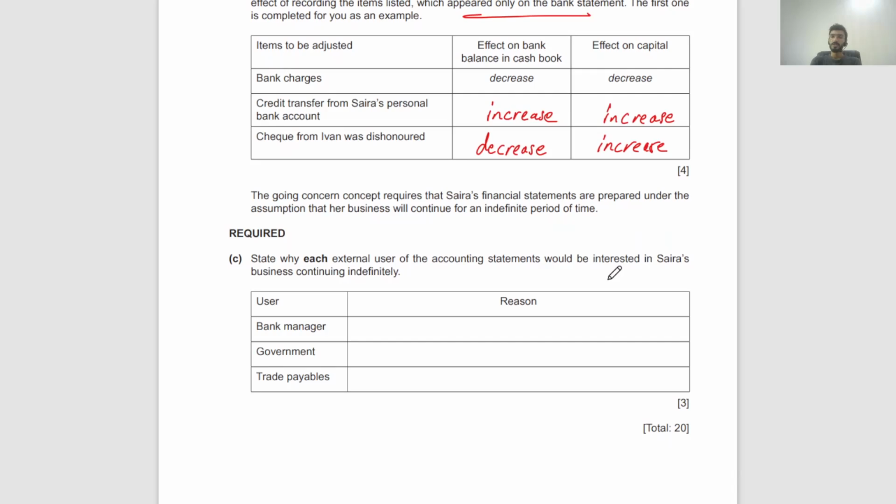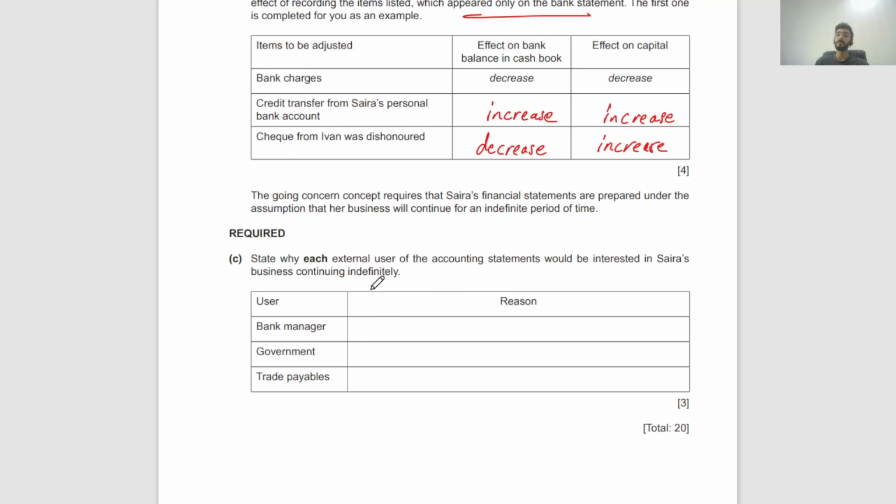The going concern concept requires that Syra's financial statements are prepared under the assumption that her business will continue for an indefinite period of time. That's just the definition of going concern. State why each external user of the accounting statements would be interested in Syra's business continuing indefinitely. Okay. Bank manager, why would they be interested?